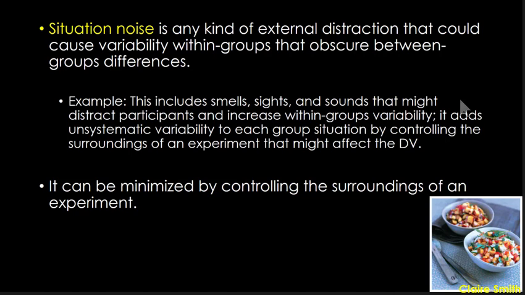Some people, you know, might, I don't know, right? There's a lot of stuff going on. Everyone's going to react to the situation that they're in differently, so it's going to add a lot of variability, right? So the best way to minimize this is control the surroundings of the experiment. Make everyone take the test in the same room, a quiet room, whatever it may be, just reducing that external situation noise that's going to be influencing participants.